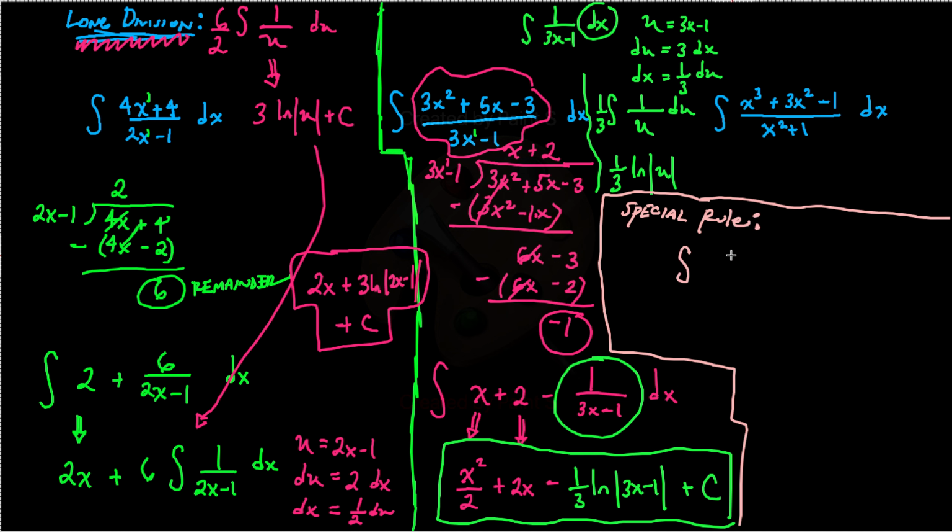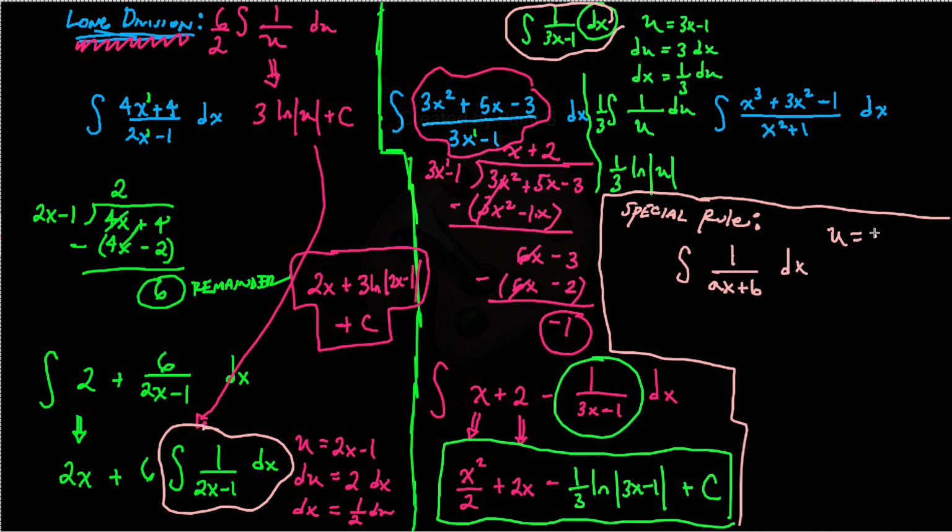So the special rule could be, I want to find the antiderivative of 1 over ax plus b, because this will do it for all of the cases. It'll take care of this antiderivative and this antiderivative, both of which I ended with in this problem. This is the rule for both of them. Watch. So u is just going to be ax plus b. Du is then the derivative of this with respect to x, which is just a dx. Then you solve for dx. Dx is going to be 1 over a du.